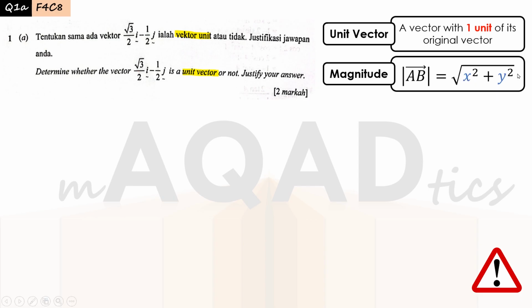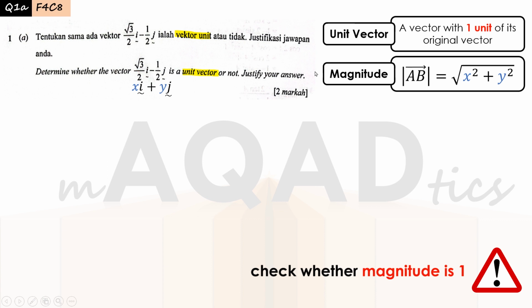x squared plus y squared, then square root. The values of x and y come from the values of vector i and vector j. So here our x would be square root 3 over 2 and y would be negative 1 over 2. Now we need to first sub the values of x and y, and then calculate to see whether it is 1. If yes, then this means the vector here is a unit vector.